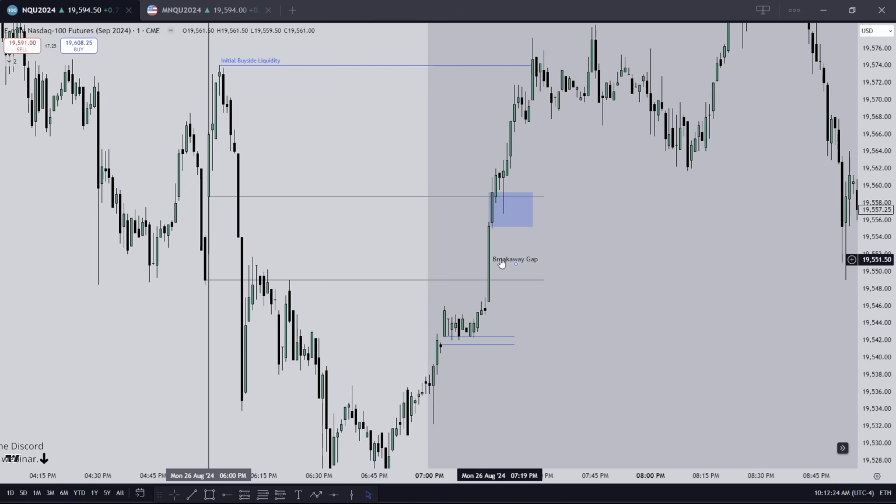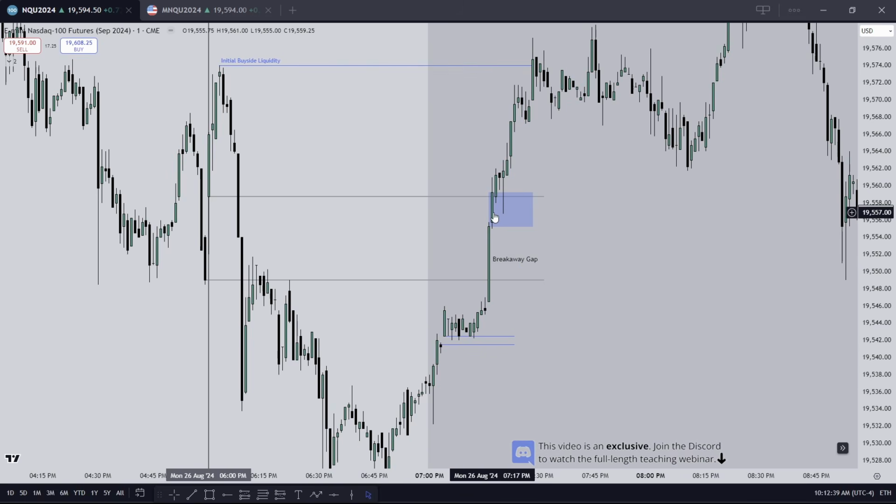Breakaway gap. Once you see this, your mind should immediately flip. All right, we consolidated here. We get a breakaway gap. I want to see this stay open, and I'm looking for the next opportunity to go long, expecting this to not be traded to. Perfect.